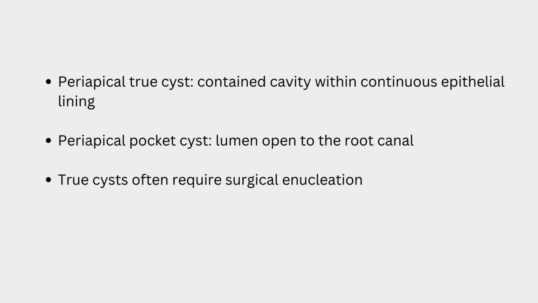There are two types of periapical cysts, the periapical true cyst and the periapical pocket cyst. True cysts have a contained cavity or lumen within a continuous epithelial lining, isolating them from the tooth. Pocket cysts, however, have a lumen that is open to the root canal of the affected tooth. True cysts, due to their self-sustaining nature, likely do not heal following non-surgical endodontic therapy and usually require surgical enucleation.